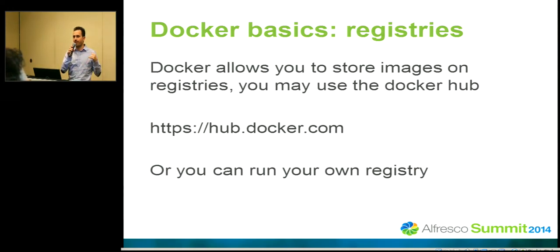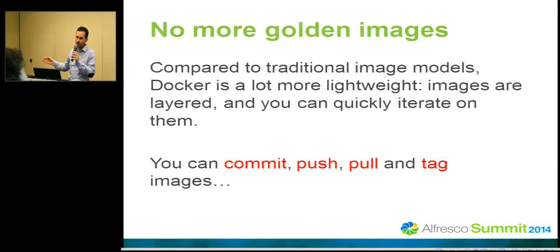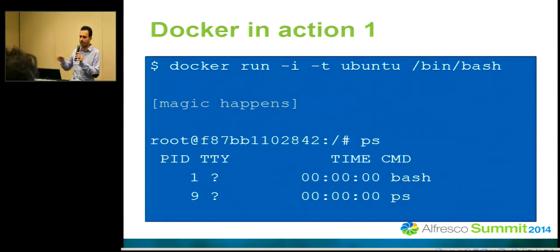Docker has the idea of registries. You push your image on a registry. It can be public, it can be private, or you can just save your image and give it as a file to your collaborators. The idea of Docker is you can commit, push, pull, and tag your images. I think you are familiar with these terms. So it's easy to have a state, go back, add your customization, and come back.